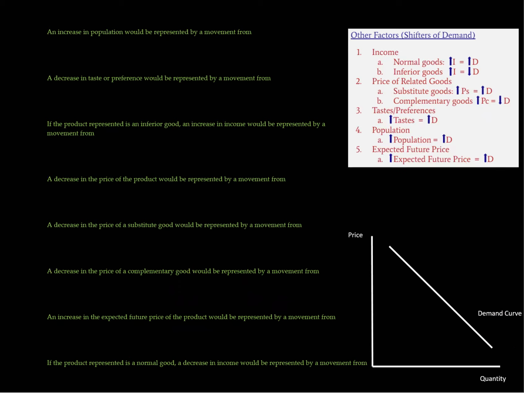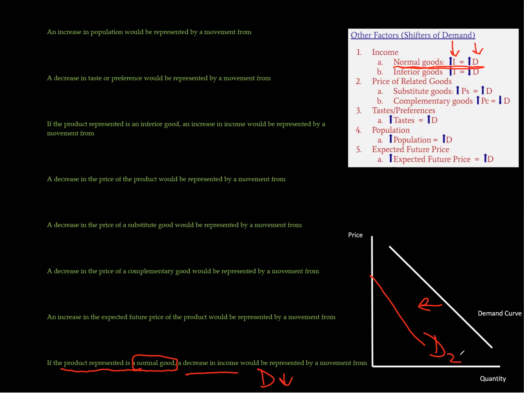All right. And the last one, we don't have much room here, but if the product is a normal good and a decrease in income. So here we are, normal goods. If income increases, demand increases. But this is asking what happens if income decreases. So demand's going to decrease, which means a shift to the left.